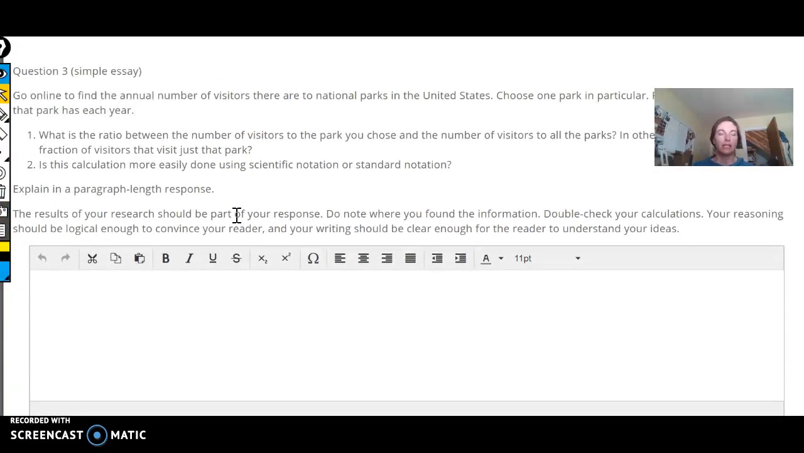Go online to find the annual number of visitors there are to national parks in the United States. Choose one park in particular. Find the number of visitors that park has. Okay. So I already searched one. I chose Yellowstone because Yellowstone borders Idaho, and I figured that many of our students have been to Yellowstone. And I found out that 3.8 million people have visited Yellowstone through the end of September. And that's probably from last year, but that's fine. So we're going to say 3.8 million. And million is 10 to the 6th. So 3.8 times 10 to the 6th is Yellowstone.